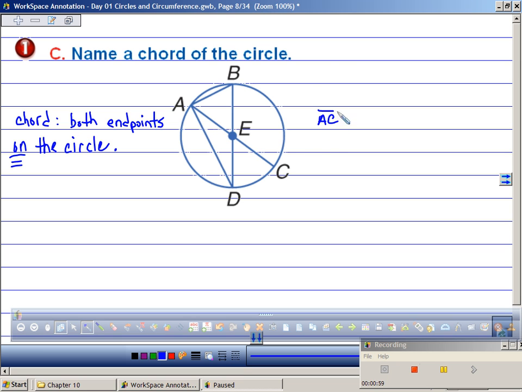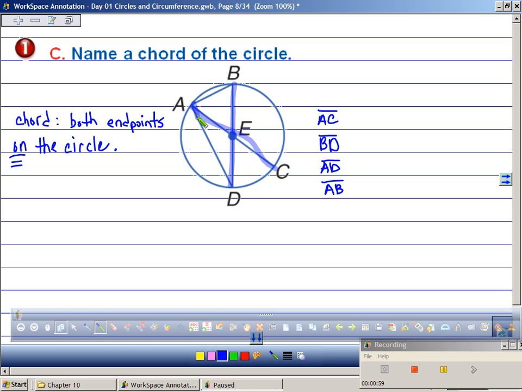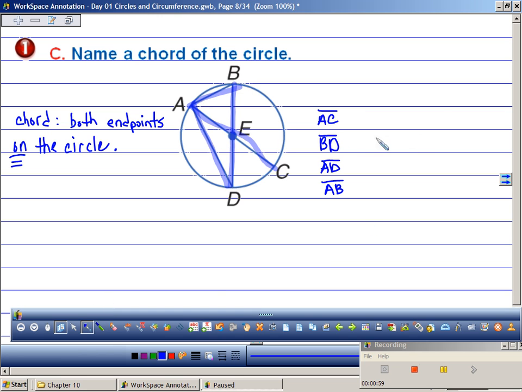AC, BD, AD, AB. Good job. Each one of those, AC is right here, on the circle, endpoints are on the circle. BD is right here. AD is right here. And AB is right here. So all of these have their endpoints on the circle. So these are chords.